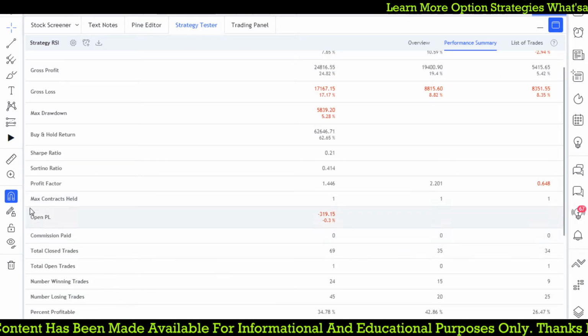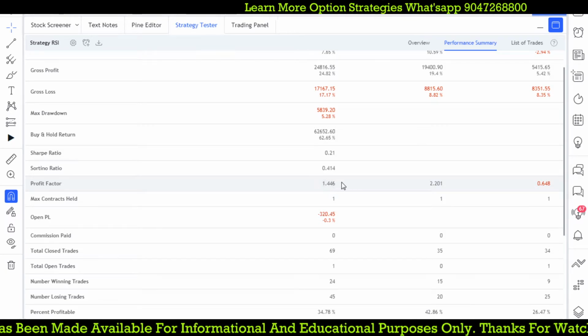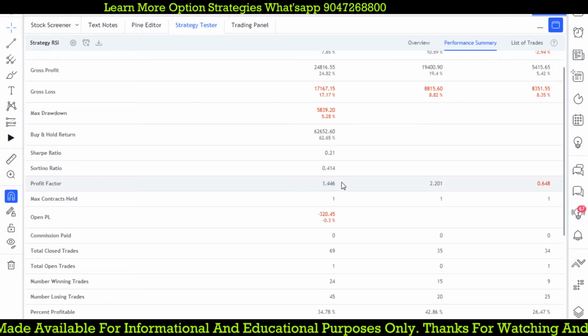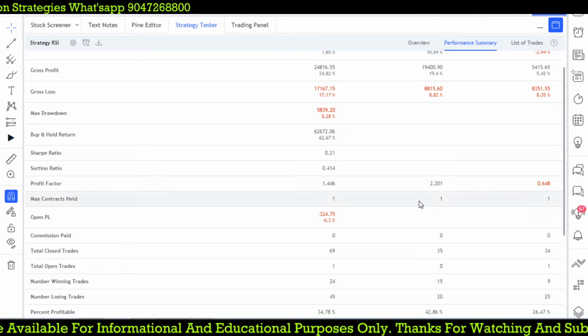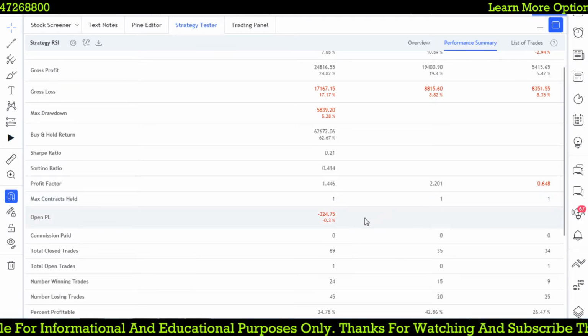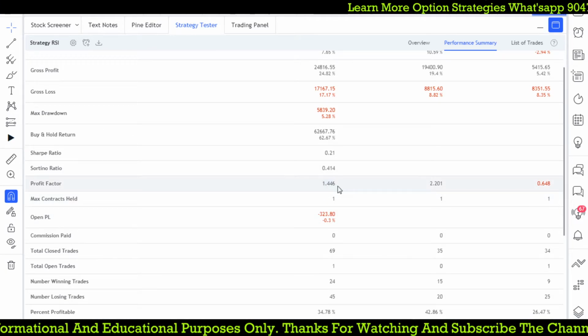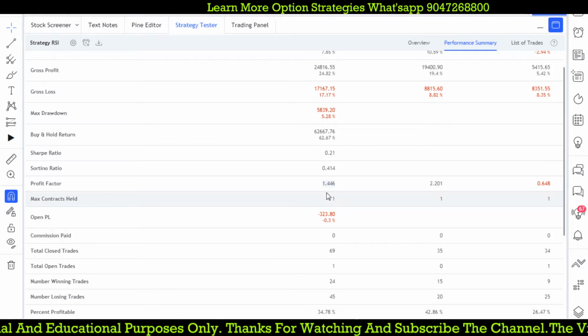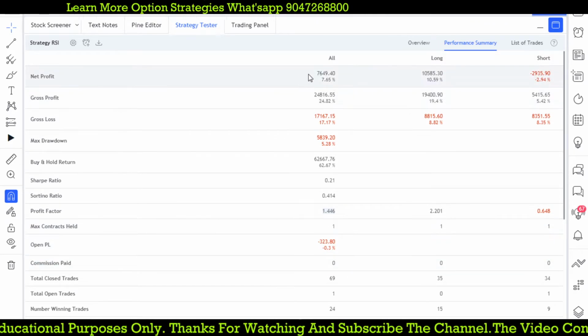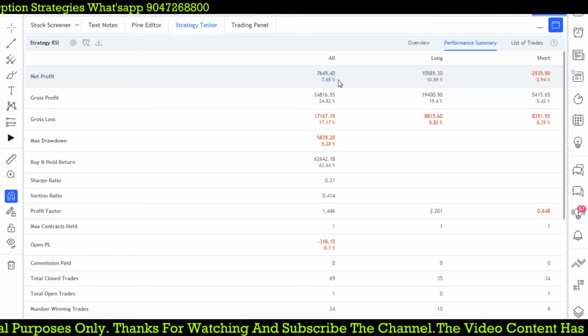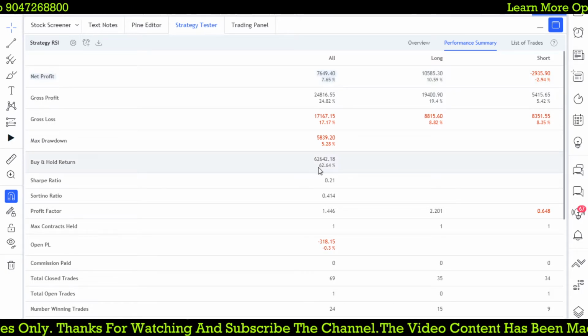So now you see that the profit factor is a little bit increased compared to the 5-minute chart. When using the 15 minutes time frame, the profit factor increased a little bit from 1.13 to 1.4, and over the previous trades the profit over almost 10 months is around 7,000 points.